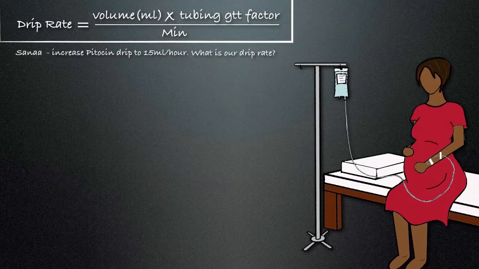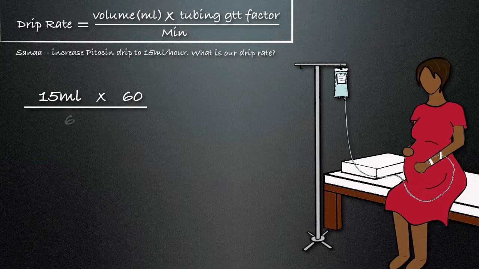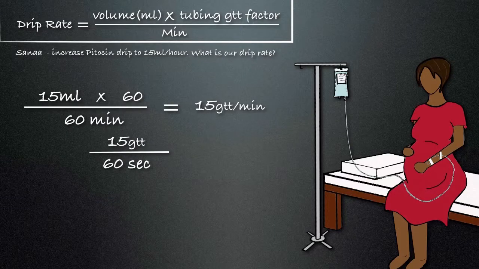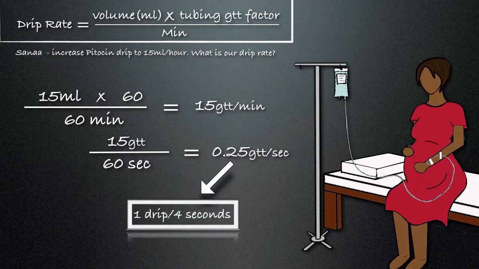Our volume to be infused would be 15 mLs, multiplied by 60, the drip factor of our tubing, and divided by 60 minutes. We would get a drip rate of 15 drips a minute. 15 drips divided by 60 seconds equals 0.25 drips a second, 1/4 of a drip a second. So giving her 1 drip every 4 seconds would equal 15 drips per minute.